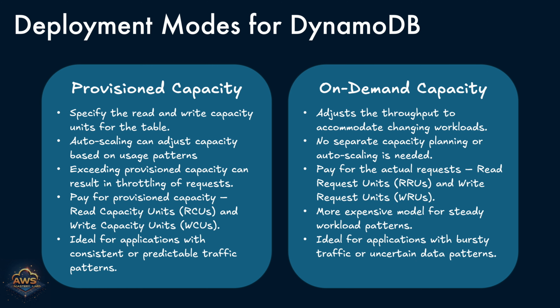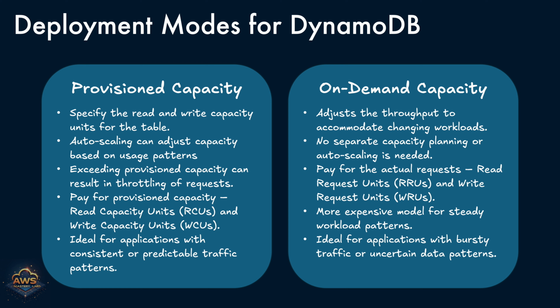In on-demand capacity mode, DynamoDB takes a fully automated approach to scaling. It dynamically adjusts throughput in real time to meet your application's demands, without requiring any manual configuration or capacity planning. As traffic fluctuates, whether it surges or drops, DynamoDB seamlessly scales to match it, ensuring consistent performance and eliminating the risk of throttling due to under-provisioning.